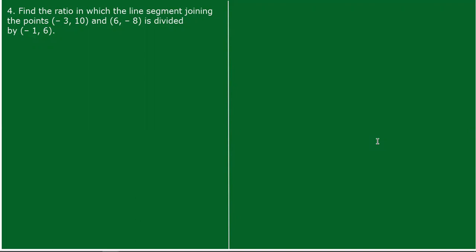See, in previous problems, in a question, he mentioned the two endpoints, nothing but x1, y1 and x2, y2, and he mentioned the ratio. He asked us to find the point which is dividing. Now it is quite opposite. He mentioned the dividing point. He is asking us to find the ratio, nothing but we have to find m is to n.